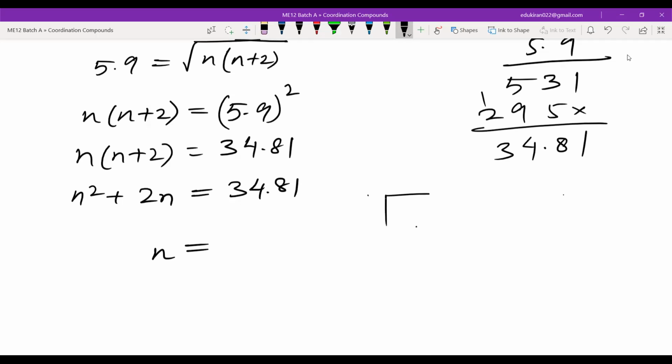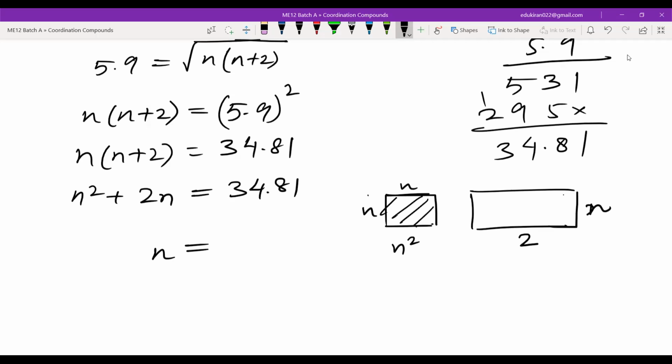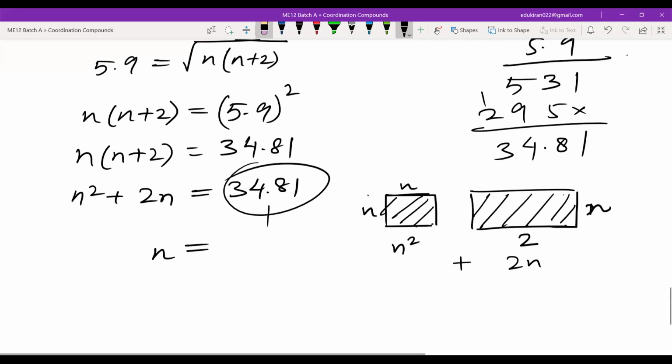What I drew here was this: this is n and this is also n. This is n and this is 2. So if you calculate this area, this will be n square. Calculate this area, this will be 2n. If you add both of them, you will get 34.81. So I was just guessing which will be the nearest one.